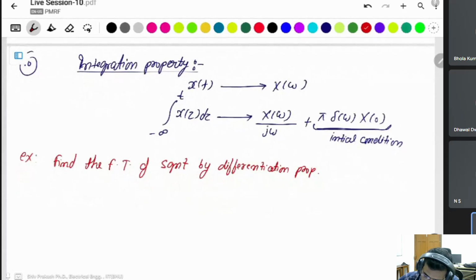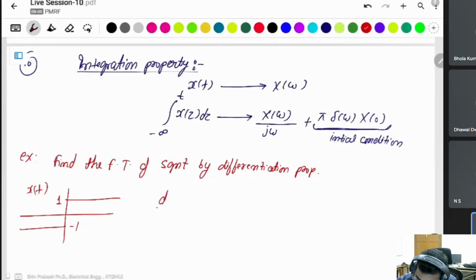Okay, you know about the signum function, minus 1 to 1, x(t) is there. You differentiate this one, d/dt of x(t), then what will be there? You differentiate this function, this will be an impulse, or the change at the origin.